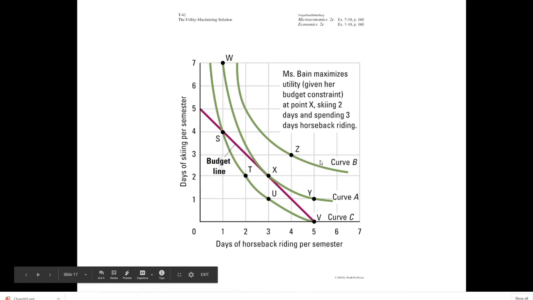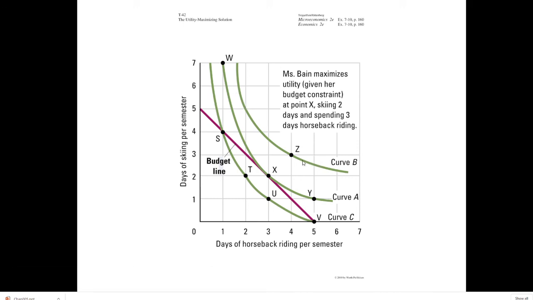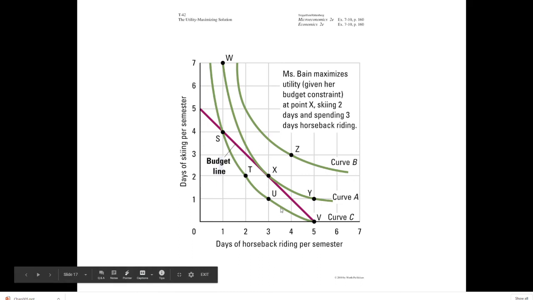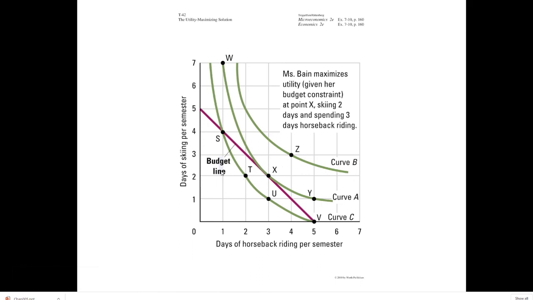Curve B is not, so we cannot consume on curve B, so we're not going to maximize the satisfaction there. But curve A is hitting the line at point X. Curve C is also hitting it here, but we always want to pick the curve that's further to the right and tangent to the budget line, which is point X. So point X gives me 3 days of horseback riding, 2 days of skiing.